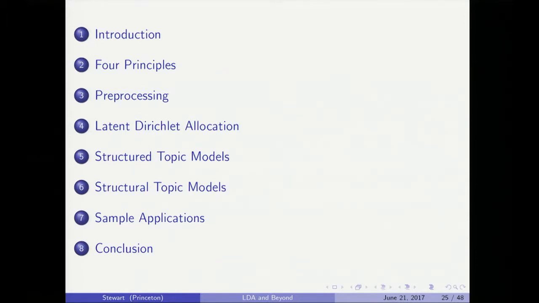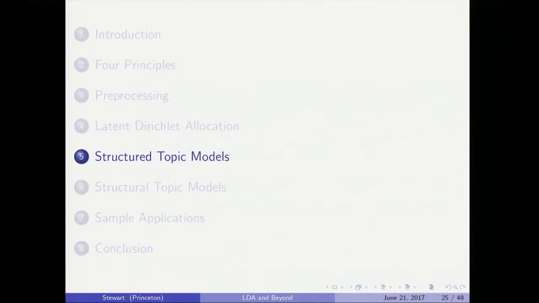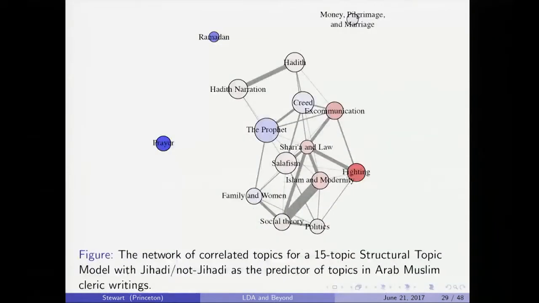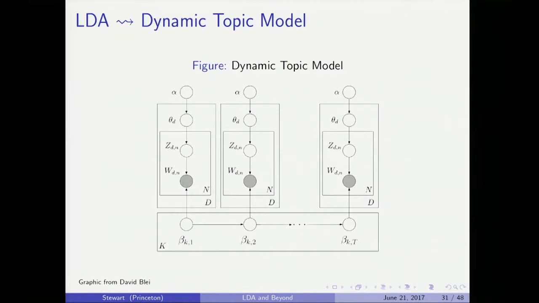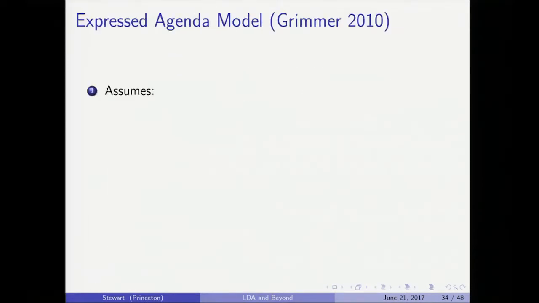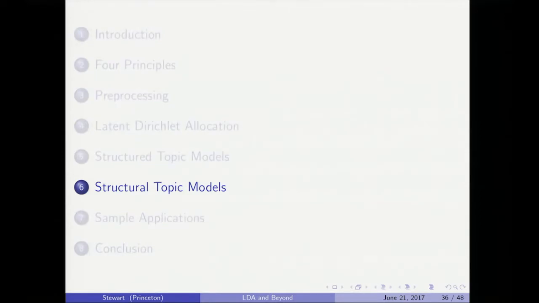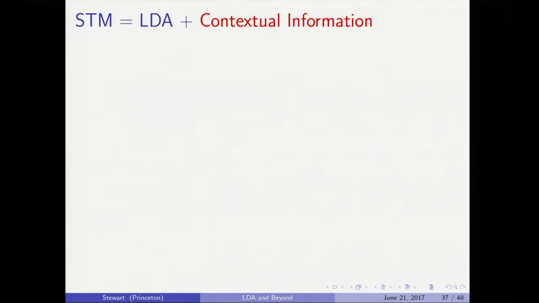This is just, my students know this one, I am always over-optimistic about the amount I can cover. I talk very quickly and I just think, yeah, I can just talk faster, it's going to be fine. But I'm going to skip a bunch of these extensions and just jump to the structural topic model so I don't steal all of Chris's time a bit later. But they're in the slides if you want to see the correlated topic model, the dynamic topic model, and the expressed agenda model.